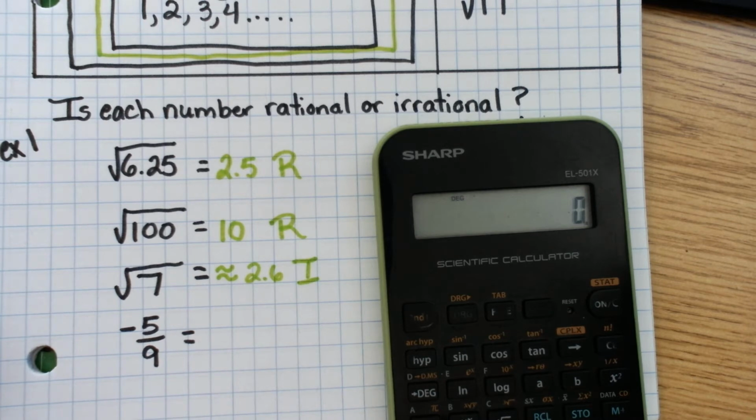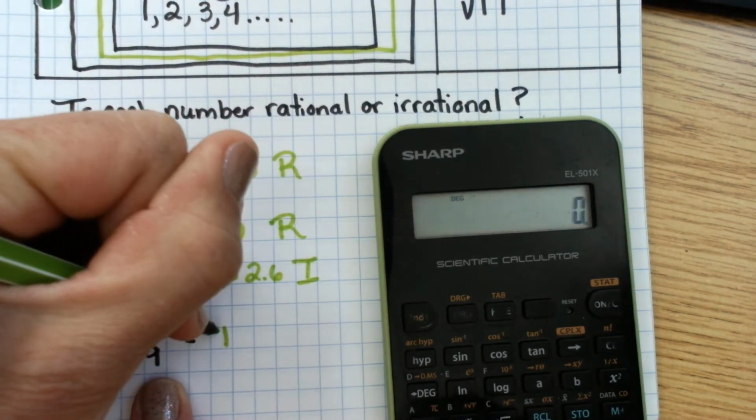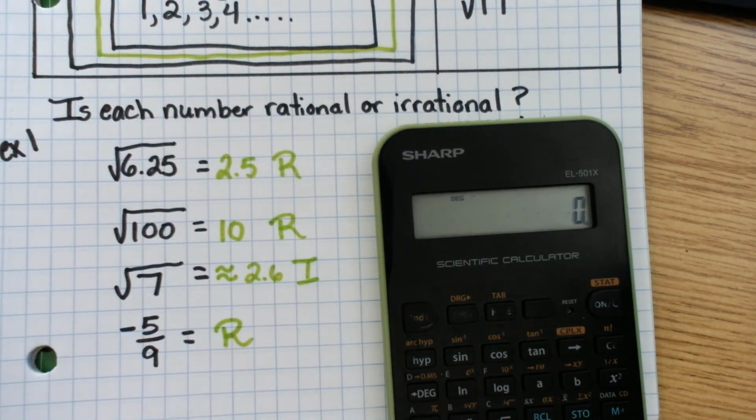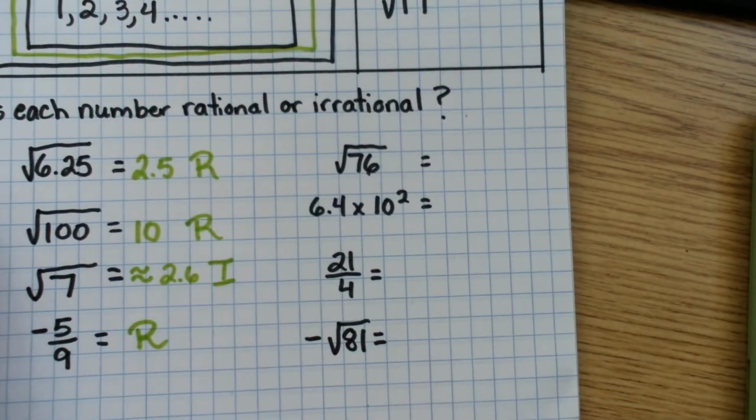Next one is -5/9. Okay, I know from the very first thing I wrote about rational numbers that they can be written as a fraction. So that tells me this must be rational because it's already written as a fraction. Okay, let's go over here to these 4.